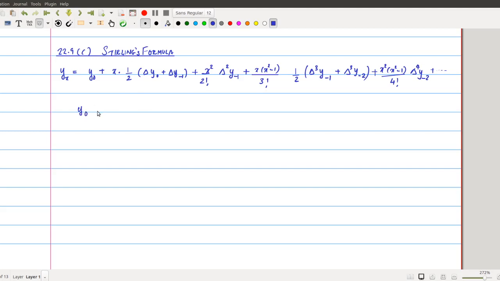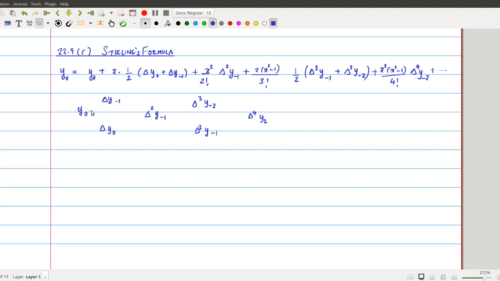remember this one. Here we have y naught. Here we have delta y minus 1. Here we have delta y naught, and on the center line we have delta square y minus 1, and here we can see delta cube y minus 2. Here we have delta cube y minus 1, and here we have delta raised to 4 y minus 2. Okay, so this is the way we choose the values from the table.